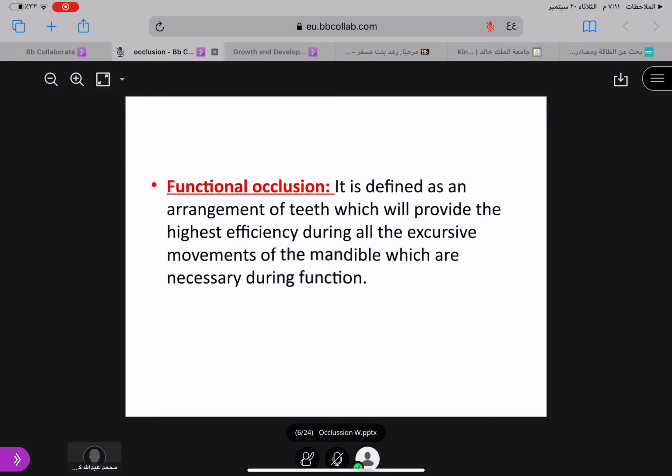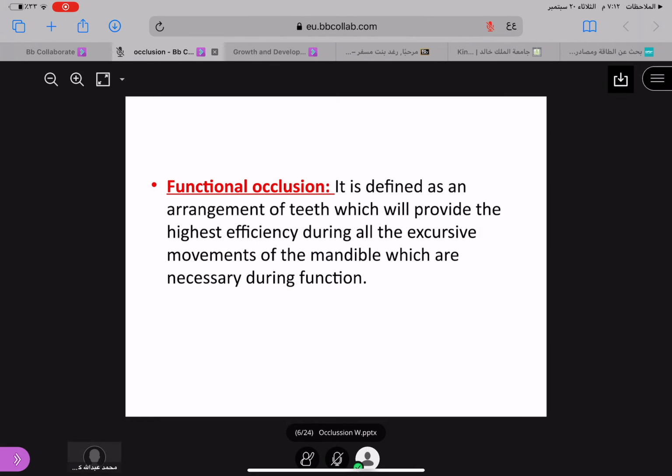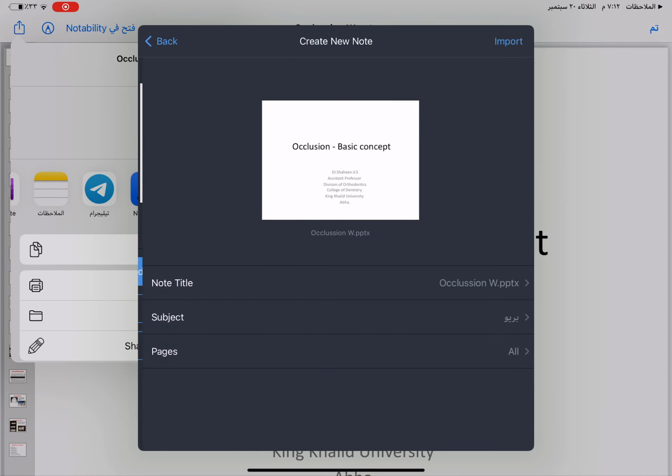Now, what is functional occlusion? It is defined as the arrangement of teeth which will provide the highest efficiency during all the excursive movements of the mandible which are necessary during function. It's the same as balanced occlusion, right? It means when the mandible moves, the balancing cusps should maintain the occlusion during all the excursions.